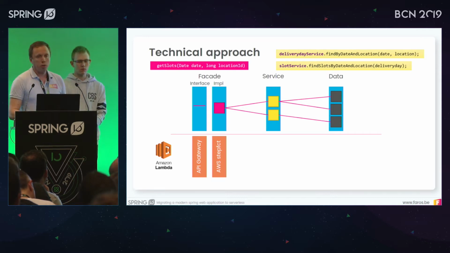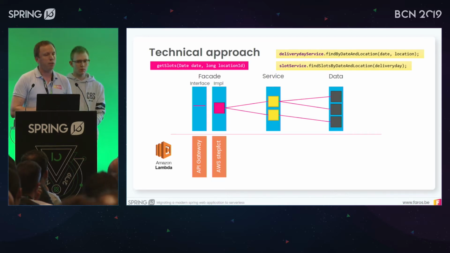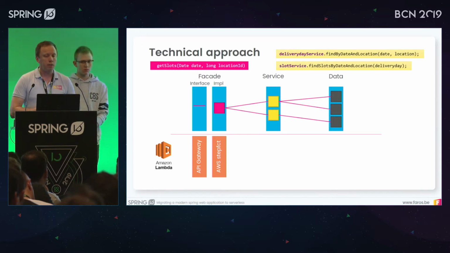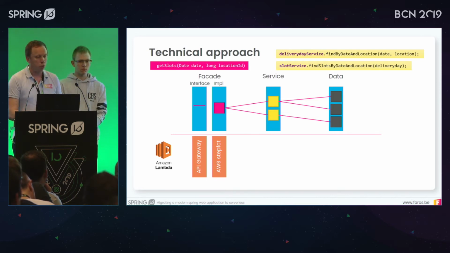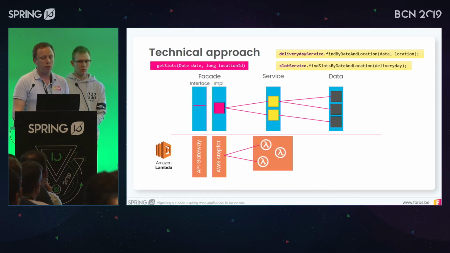Now, the implementation of the facade methods itself, that was in fact the orchestration, and we used AWS step functions for that. So this is going to manage all the steps that we have in these kinds of methods and make sure that everything is passed from one service to another, in our case, from one function to another. And so that's what we see here.